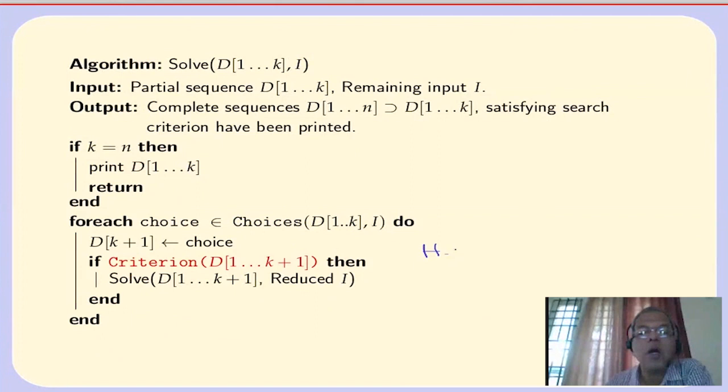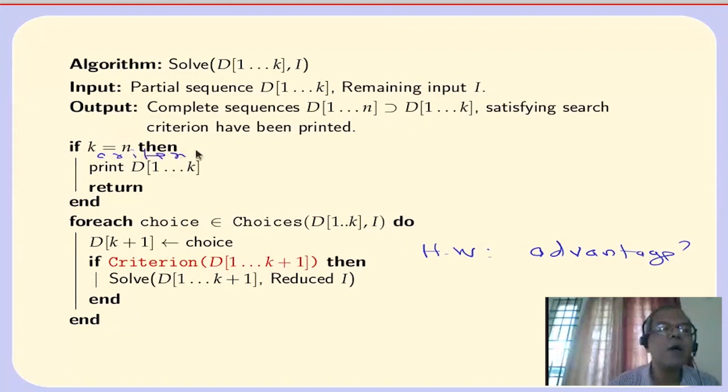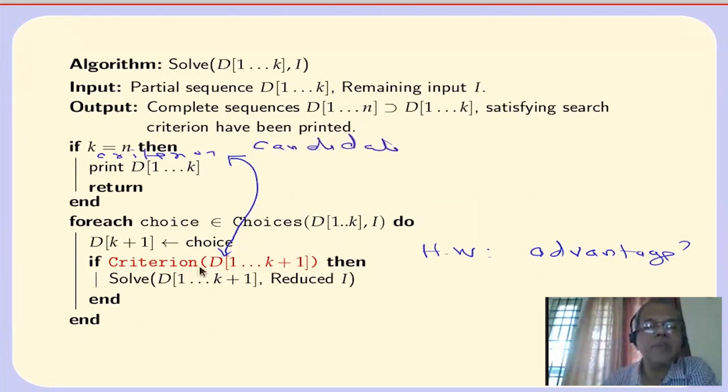Homework. What is the advantage of testing for the criterion here versus here? By the way, we are testing for the criterion in a candidate solution in this place, in the former. Here we are testing for the criterion with a partial solution.